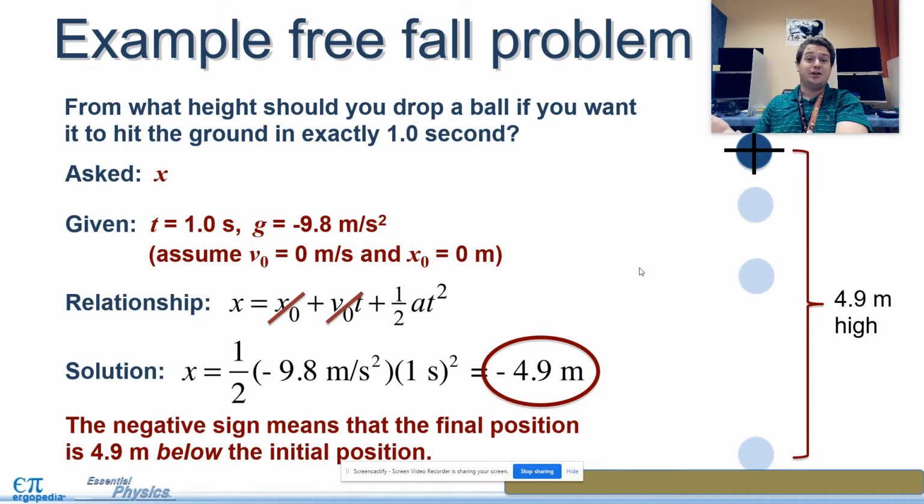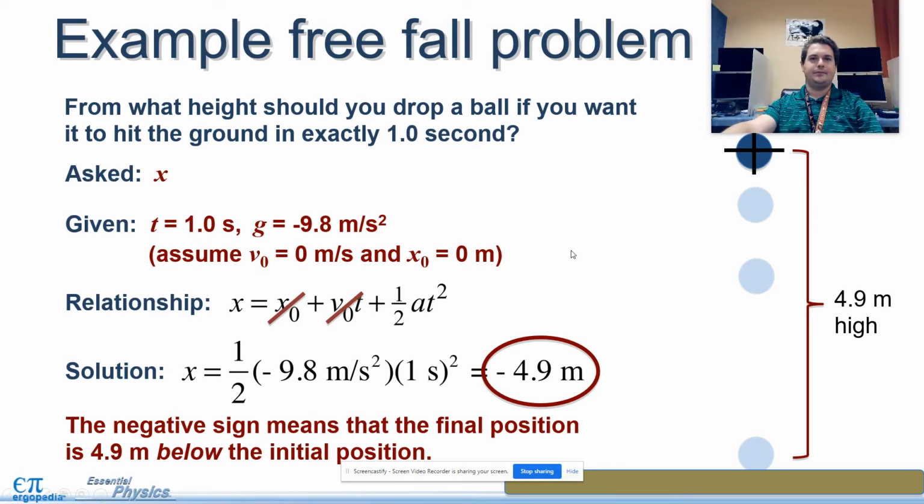Think about it. Is height ever going to really be negative? No. Height's a distance, so make it positive. So height is 4.9 meters. It's just saying that your final position was below where you started, by 4.9 meters.